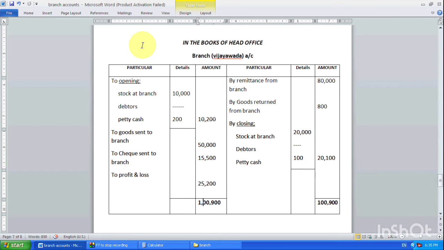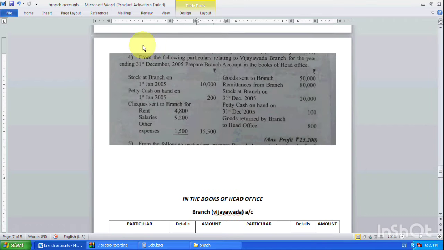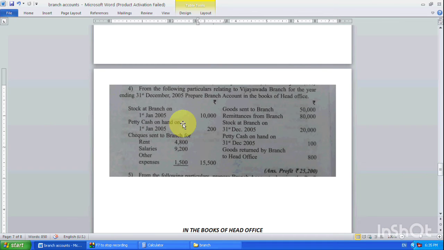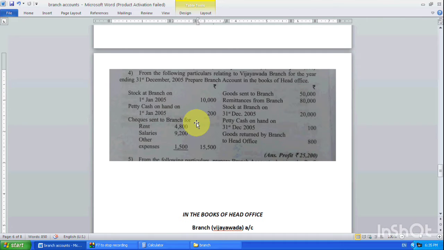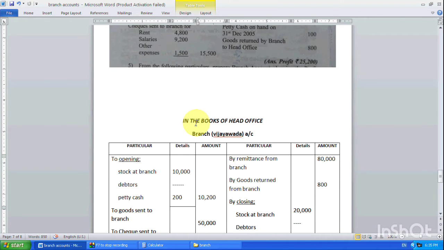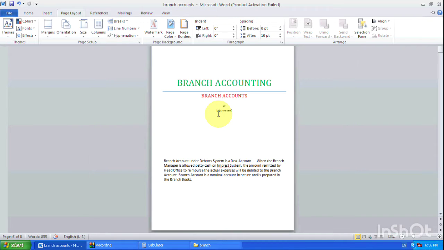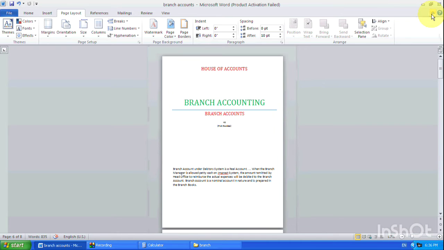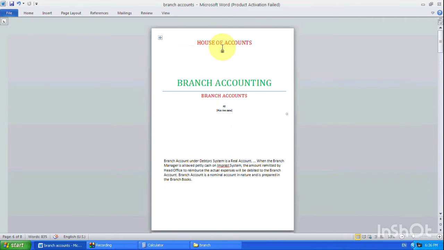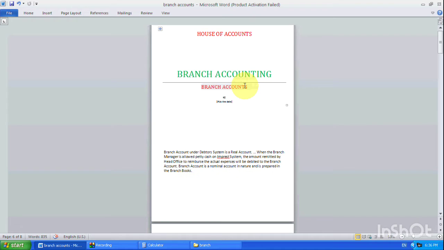Okay, so now branch. It's not mentioned branch debtor and petty cash is not needed, so directly only branch account we have to prepare. See here, 25,200 profit we have got. Okay, now let's go to another question.